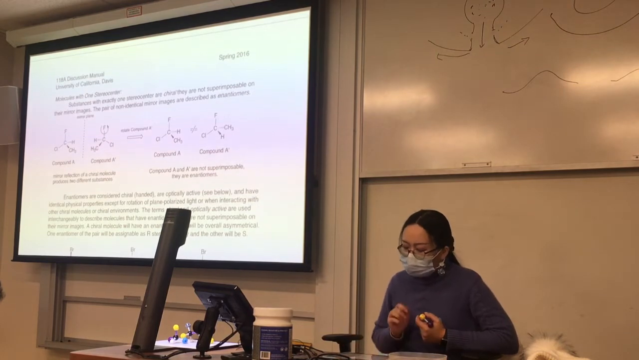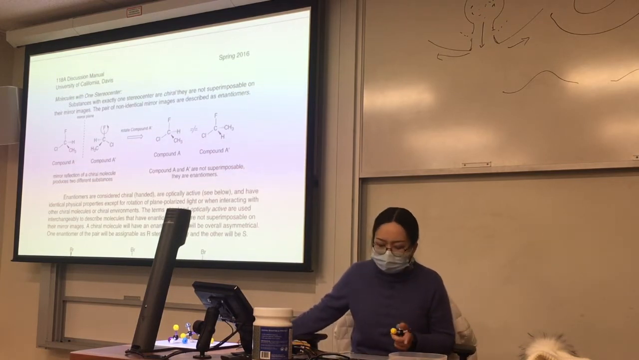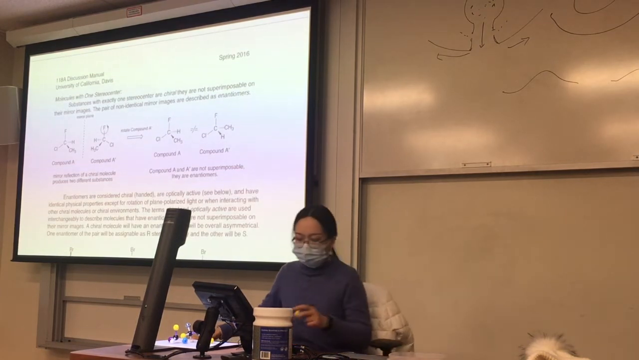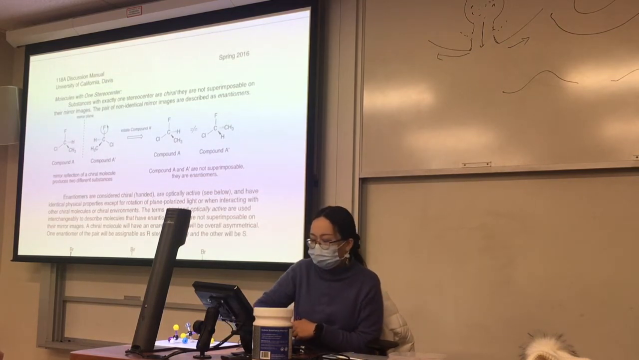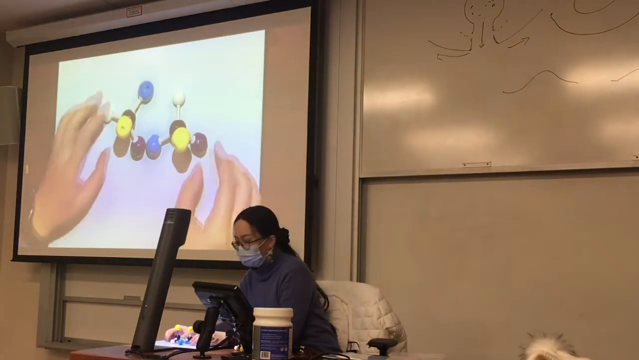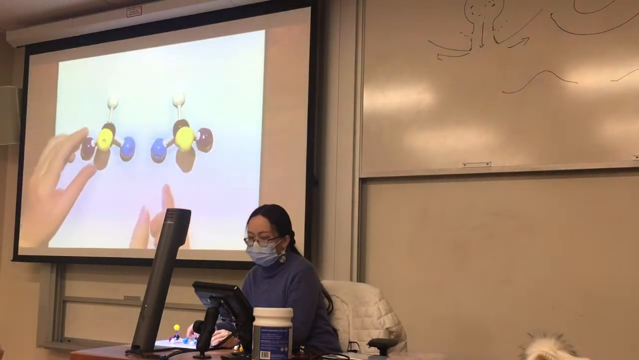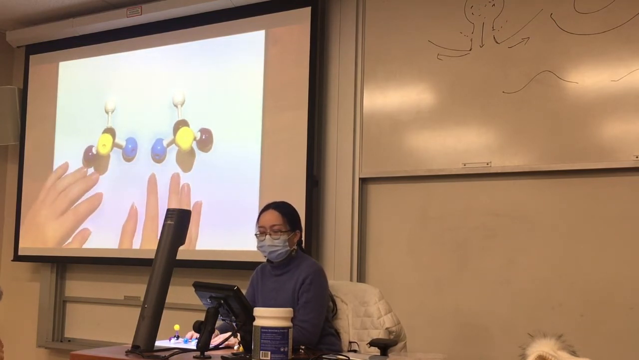Now here is an example where compound A is different from compound A prime. If you just watch the discussion menu, you just draw it out, but I think that's not very obvious. So this time I will use the projector. So you can see these two all have the same color. They all have the same atoms.